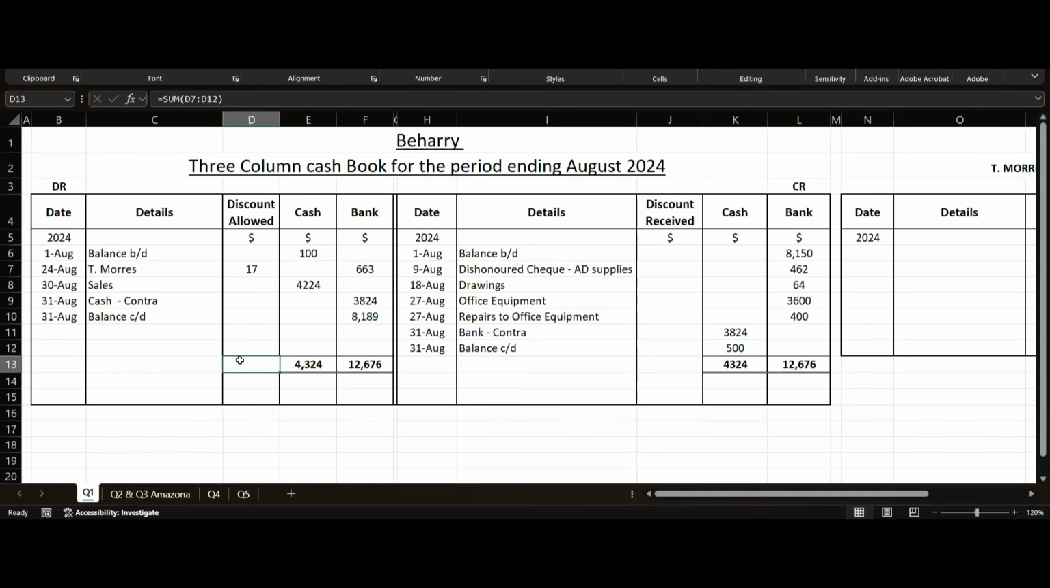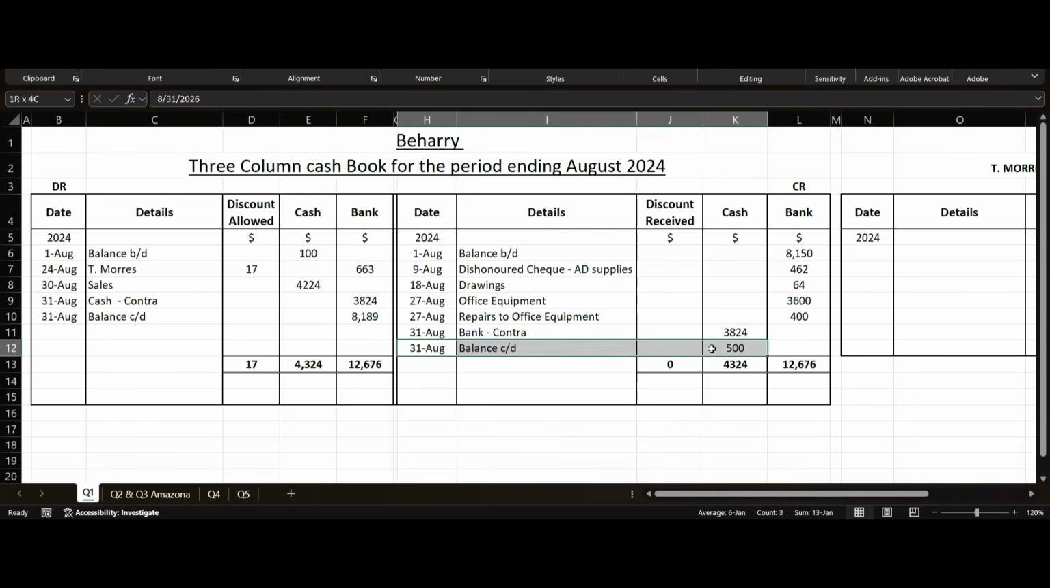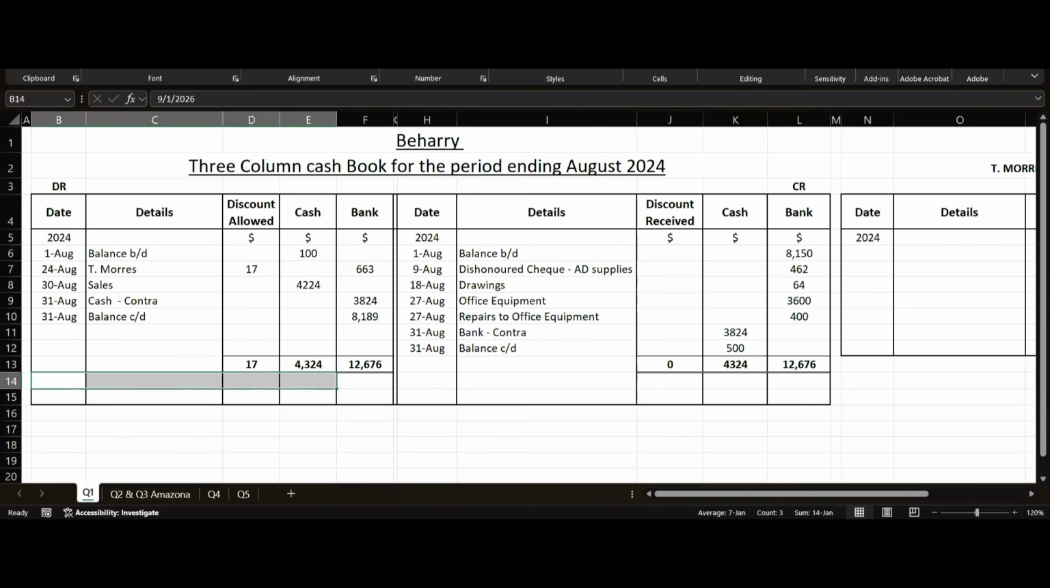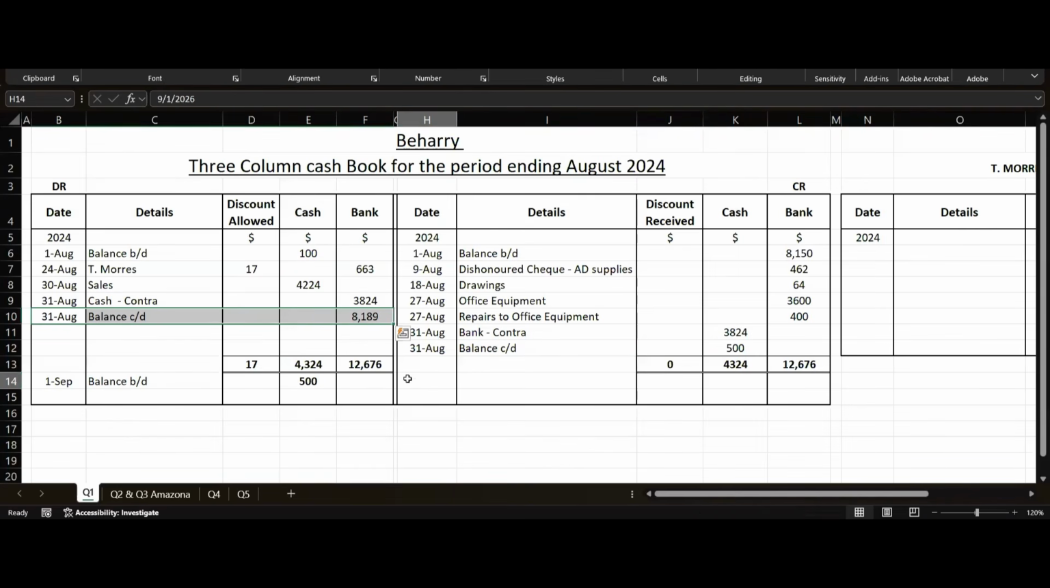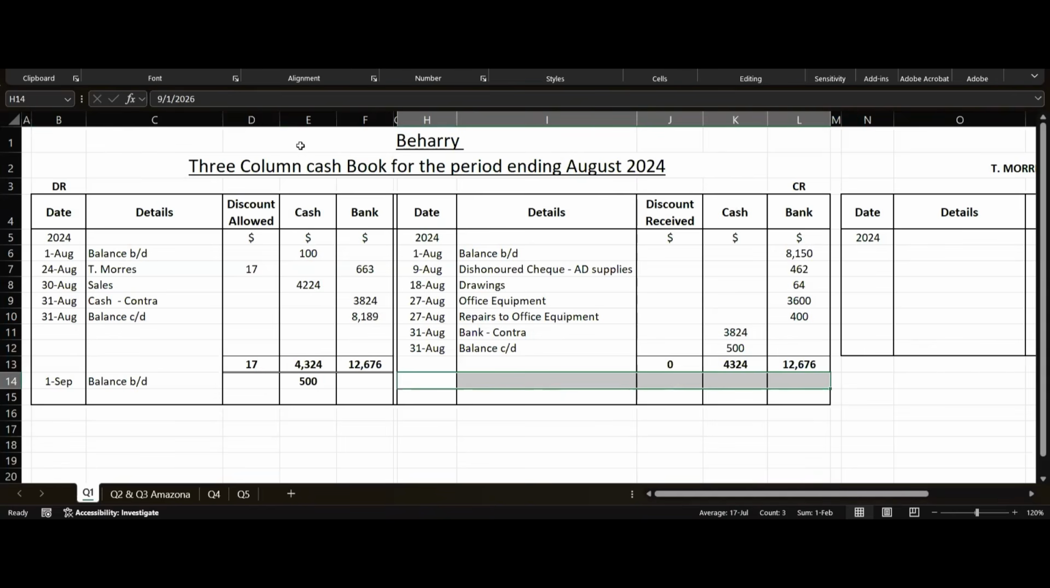Before we do that, we need to tally up our discount allowed column. That will be $17. Discount received column was 0. Great. Now balance carried down. Now cash account on the credit side will be a balance brought down on the cash account on the debit side at the next date, which is September 1st. Same situation with your bank account. Balance carried down on the debit side will be a balance brought down on the credit side. And the next date will be September 1st as well.